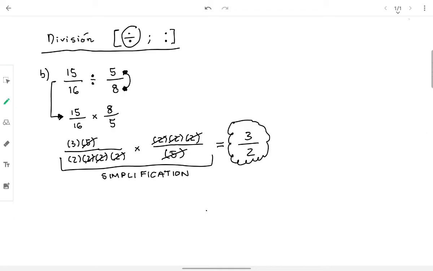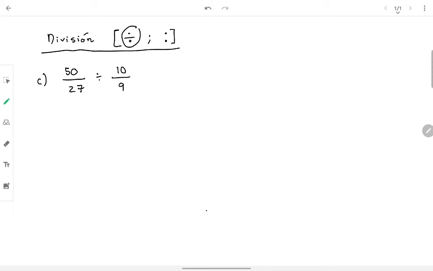Let's see some other example. So let's see this example. If we have 50 over 27 divided by 10 ninths, the first thing we can do is, like always, change a division into a multiplication, changing these two. So we will have 50 over 27 multiplied by 9 over 10.